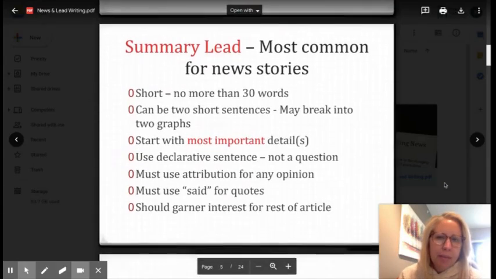So, different types of leads. I've mentioned the summary lead, which is the most common for a news story because, again, people want to just skim the headline and then the first couple paragraphs and get their information and maybe move on. So you want it to be short, 30 words or less. You want it to start with the most important information. Never ask the readers a question. You are a reporter delivering information to them. So declarative sentences only. You are informing them.